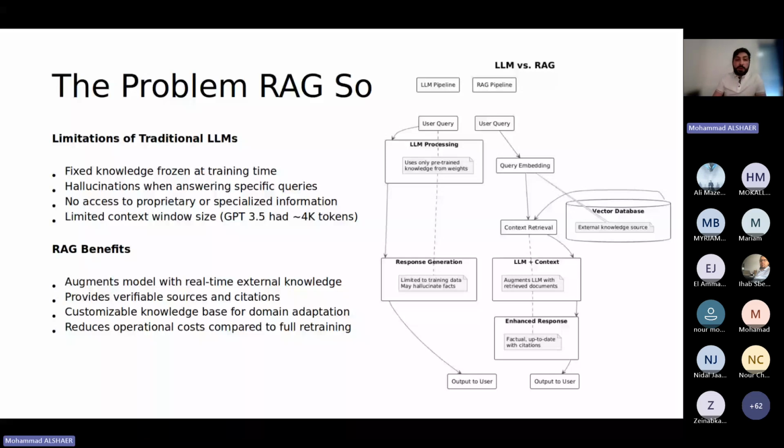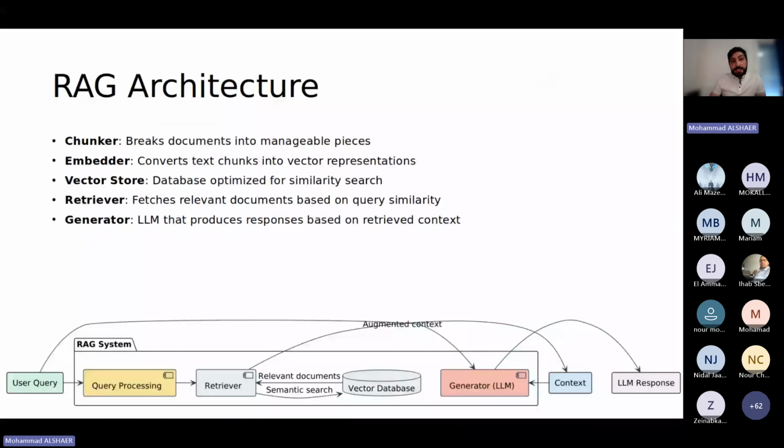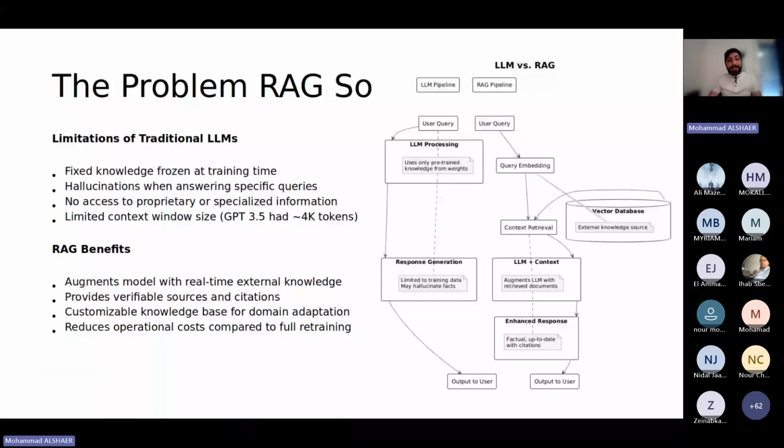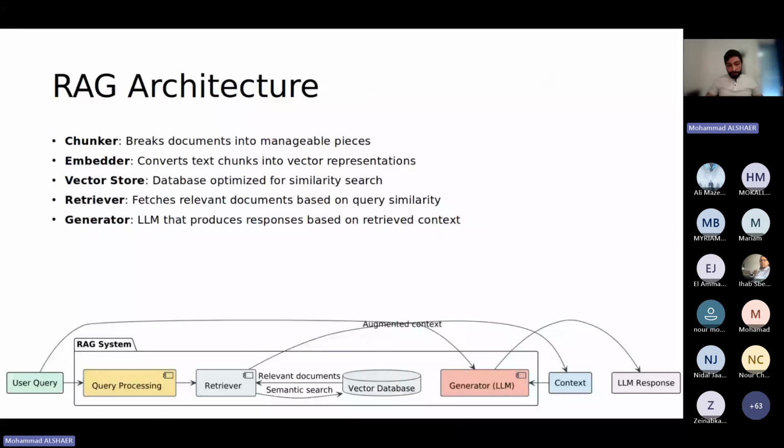And also we can have more verifiable sources and citations. That's the problem of RAG. That's why we need RAG. And now, what are the components of RAG?